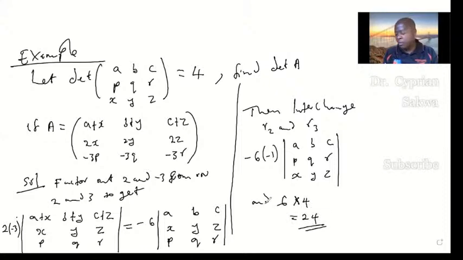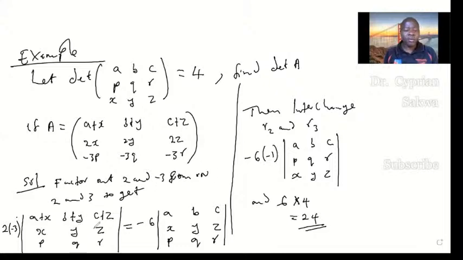So that is the determinant of this matrix A. The determinant of this matrix A is 24. And what we used is just the theorem that is above. The theorem above is saying that if you interchange rows, then the new determinant will be the old determinant times -1, and we've applied it here.